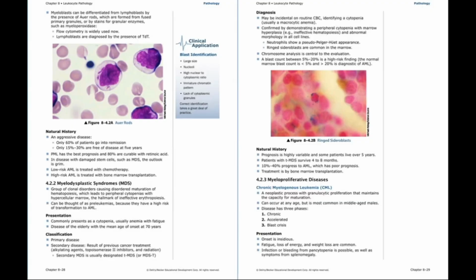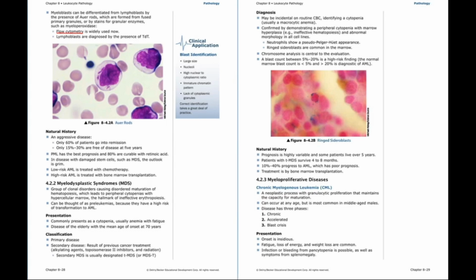Myeloblasts can be differentiated from lymphoblasts by the presence of Auer rods, which are formed from the fused primary granules, or by stains for enzymes found in the granules such as myeloperoxidase. Flow cytometry is commonly used now. Remember that lymphoblasts are characterized by the presence of TdT.